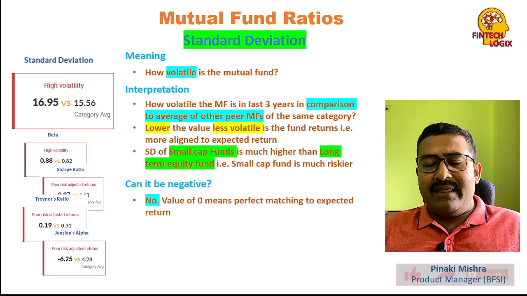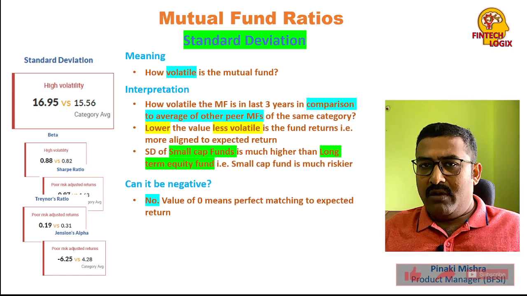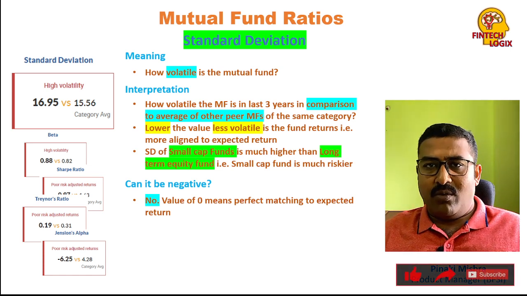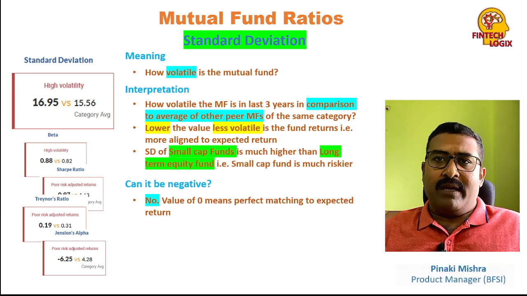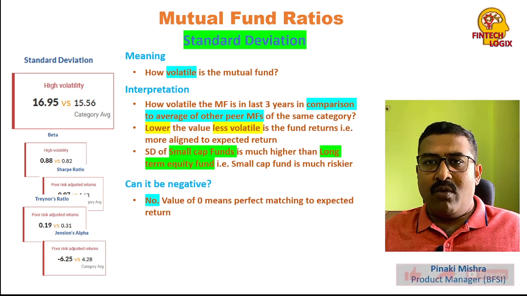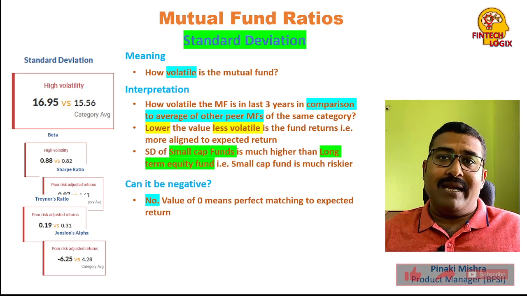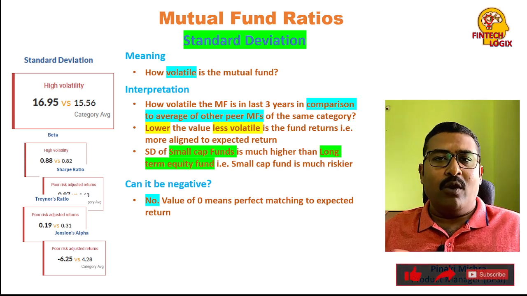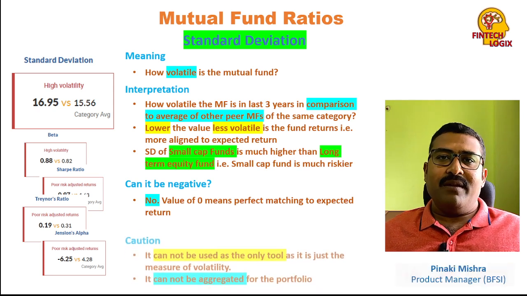Now can the value be negative? No, the value can range between 0 to 100% only. If the value is 0, that means it is perfectly aligned to your expected return. That situation never comes, but the lower it is, the better it is.